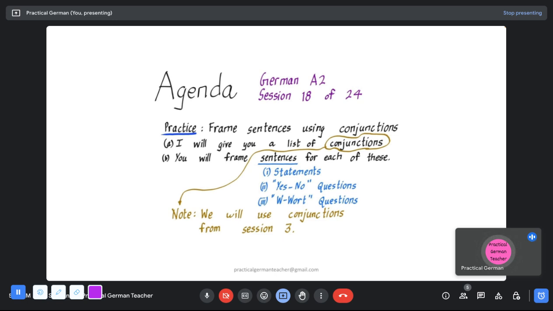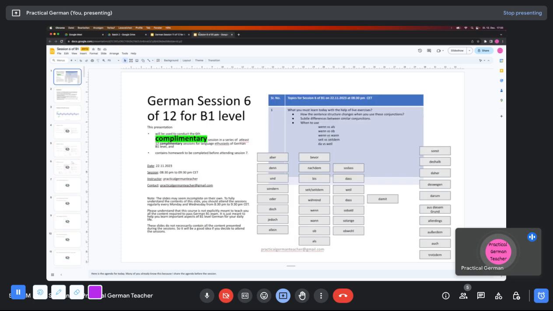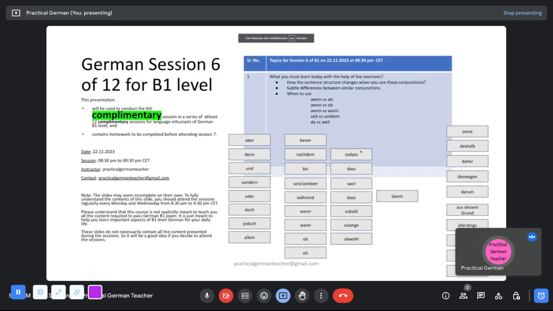Before we do that, let's do a very quick recap of all the conjunctions that you should know. Technically, this slide is from B1, so let me just share this with you. You can see this slide, right? I hope. Let me know if you can see the new slide. Thumbs up, maybe. Yes, we can see. Okay, you can see, right? So this slide is actually from B1.